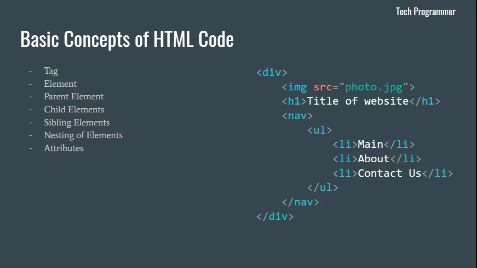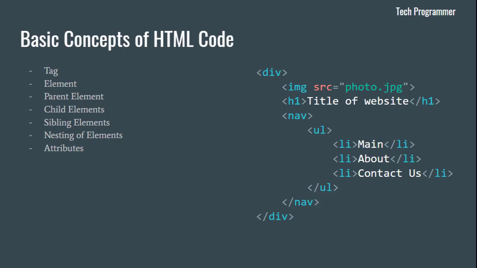Everything from starting tag to ending tag is called an element. For example, this complete section is called UL element, and this selected part is called nav element. So now we know what are tags and what are elements.